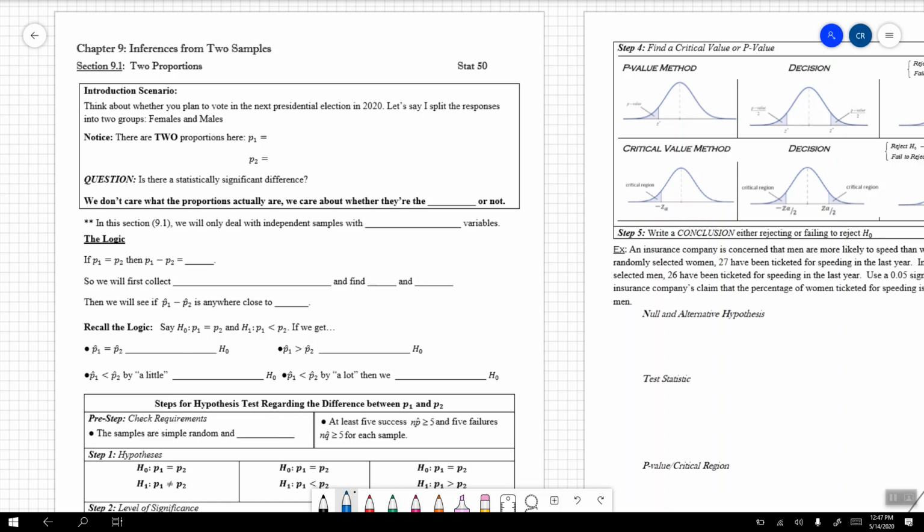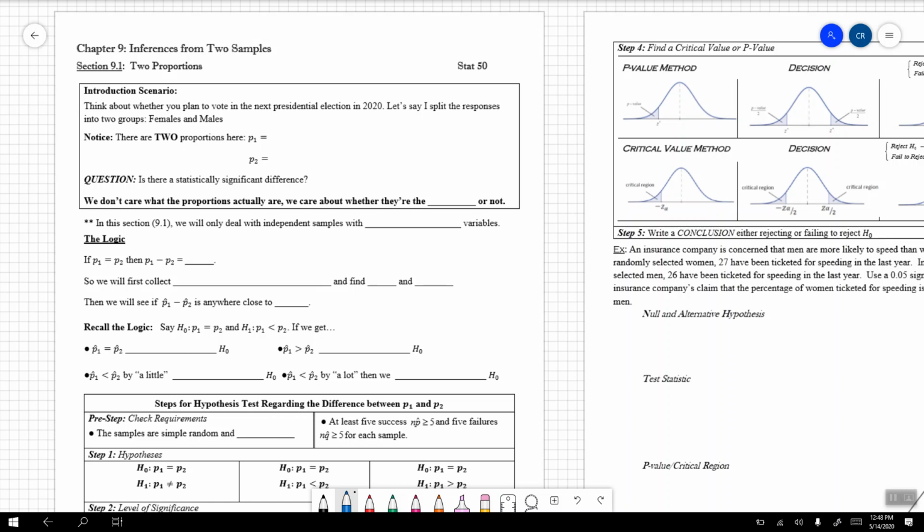So today, as I said, we're going to be covering Chapter 9, and Chapter 9 is going to be based upon what we learned in the previous chapters, Chapter 6, 7, 8. Now, what we're going to be doing is making these inferences about two different samples. Sometimes the samples might be the same amount. Sometimes the samples might not be the same amount. All right. So to start off section 9.1, we're going to be working with two proportions.